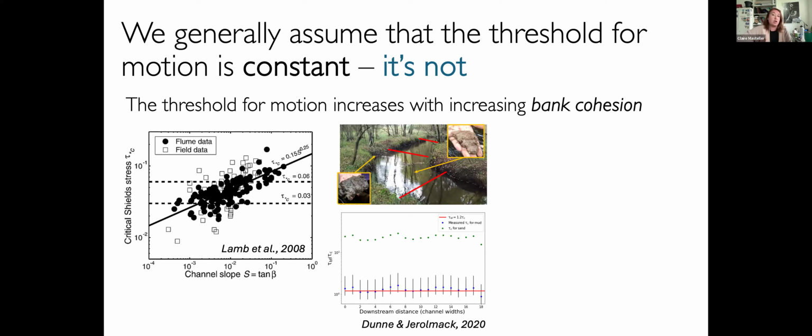Dunn and Gerald-Mack also demonstrated that for sand-bed rivers that have cohesive banks, the shear stress exerted on the bed at that bankfull condition is reflective of this threshold for motion of our more resistant sticky material. So there's this relationship again between the mobility of the sediments that make up our river and our bankfull width.